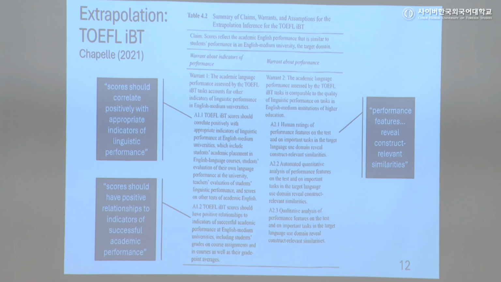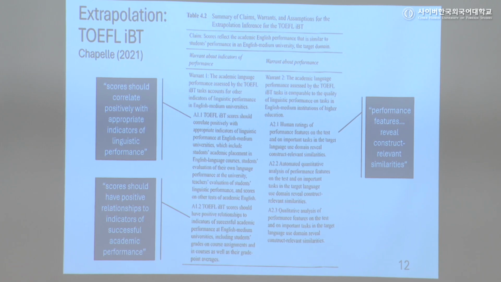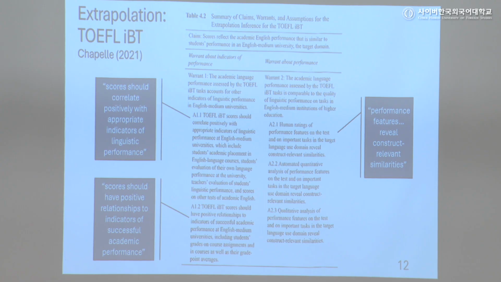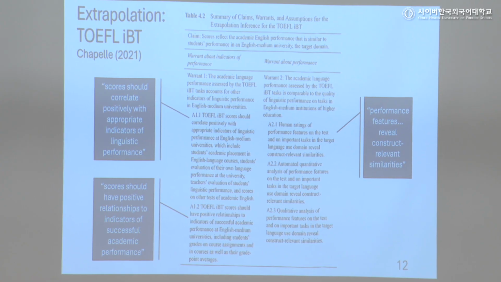And then on the other side here, we're looking at performance features that are related to construct-relevant things about language, okay? So this might include things like fluency indicators, accuracy, complexity, and so forth.